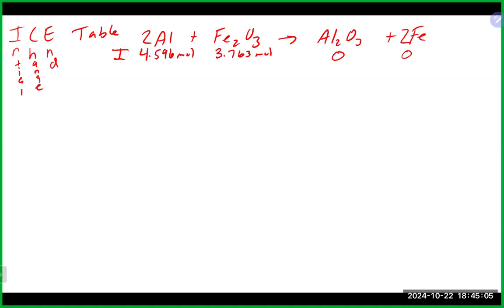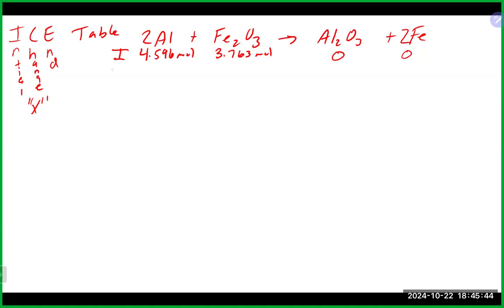Now, the change part is usually represented by a letter, and that letter is X. When this reaction takes place, my reactants, should I have more or less reactants as the reaction takes place? In order to make products, you need reactants, right? Which means the amount of reactants should decrease, the amount of products should actually increase. And the way we represent that in an ice table is anything that's decreasing gets a minus, and anything that's increasing gets a plus sign. And we use X to represent that change.